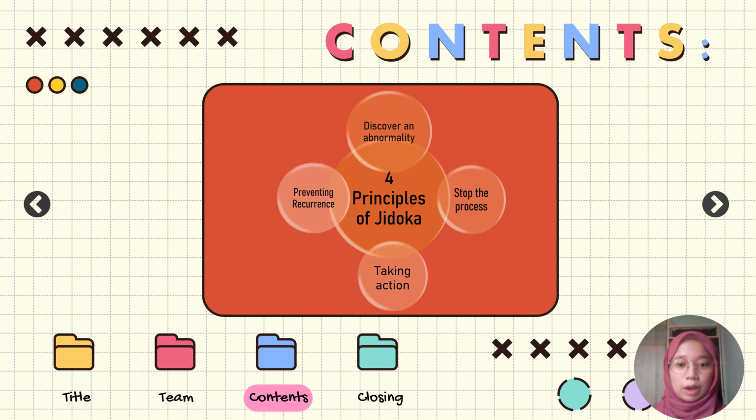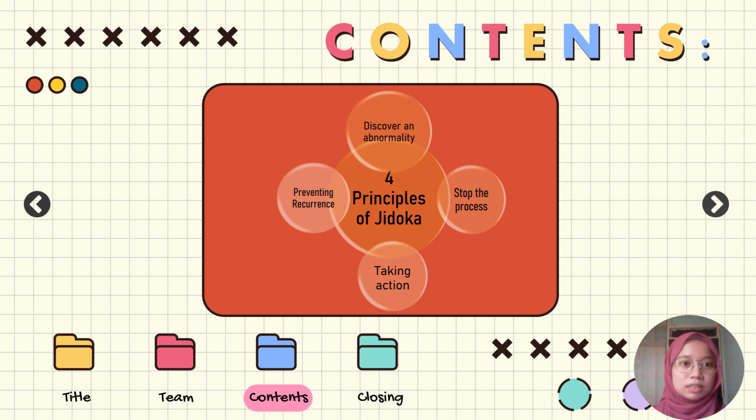So next, I will explain the four principles of Jidoka. The first one is to discover an abnormality. Every piece of equipment should be installed with the ability to spot mistakes. Moreover, an alert system should be in place to signal the discovery of any abnormalities such as product defects, raw material errors, and machine failures.